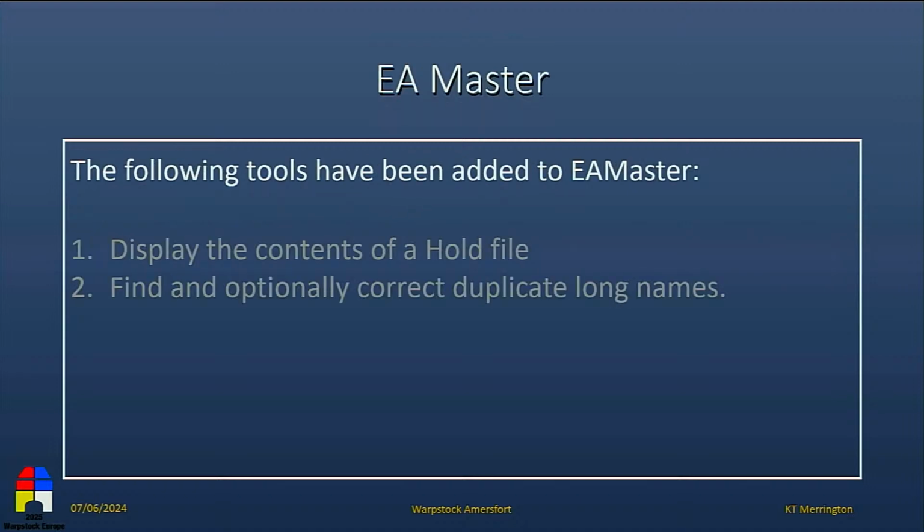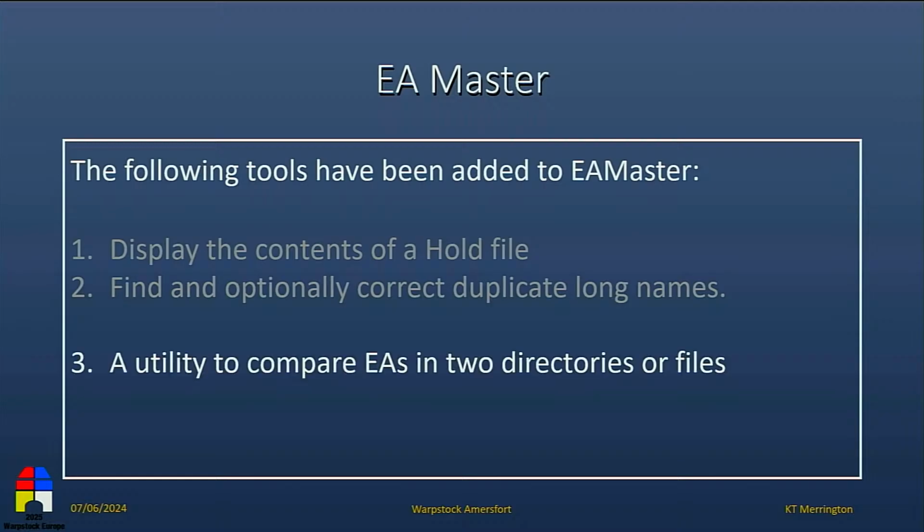Okay, we've done display the contents of a whole file, look at duplicate names. I then ran into a problem. I have a file, and I have another file, and I can compare the files. The data in the files is the same. But is the data in the EAs the same? There was no way I could find it out.